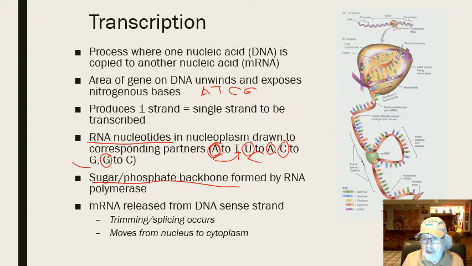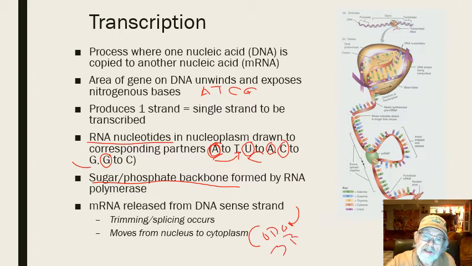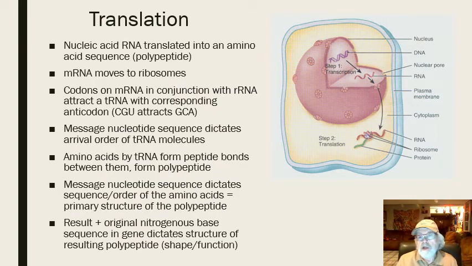The messenger RNA, which now has the code or the codon, which is 3 bases together, is released and goes to the cytoplasm for making a protein. Okay, that's where the protein is going to be made. Once we get into that second step after transcription, we end up with translation. Translation is where the nucleic acid RNA is translated into an amino acid sequence, or polypeptide, or a protein.